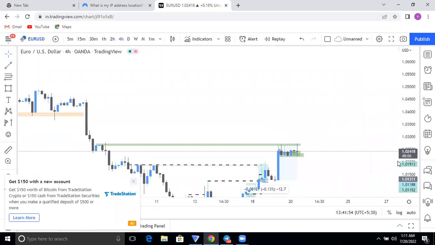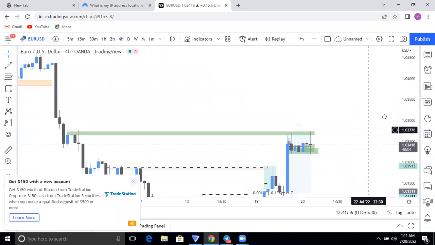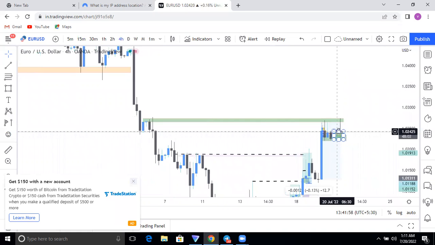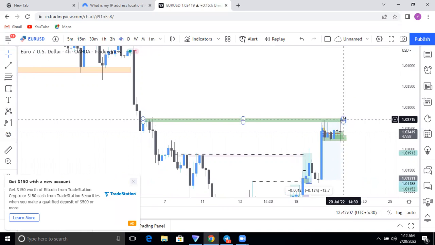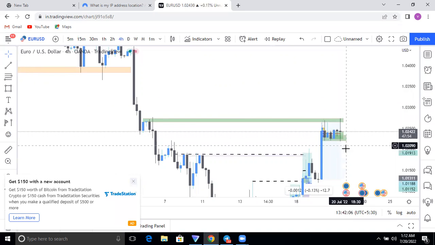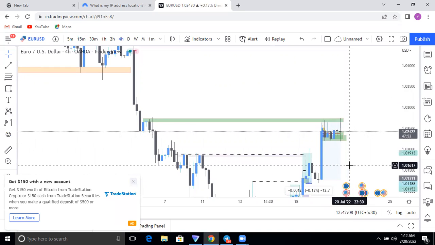All right, so that's what I'm saying. But as long as we're in this range, we can't decide until we get a break. So we're either looking for it to break to the upside, or we're looking for it to break to the downside. I hope you get what I'm saying, right?